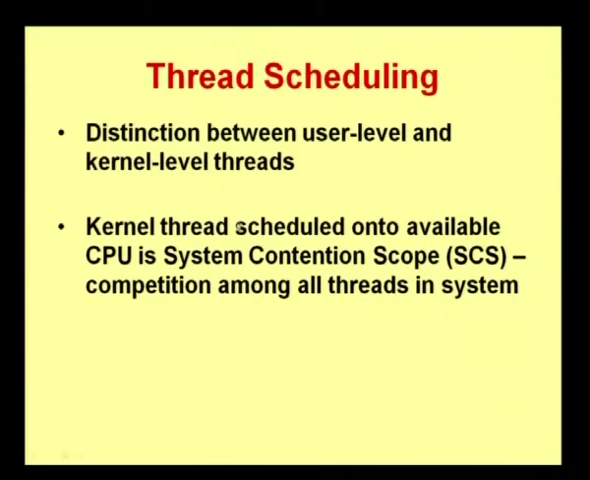Then the next topic is thread scheduling. What is thread scheduling? It involves the distinction between user level thread and kernel level thread, which we saw in our previous session. What is a user level thread? A thread that has been created by the user and managed by the user is called a user level thread. A kernel level thread is a thread created by the operating system, and you will not be given permission to create a kernel level thread once the operating system has been booted.